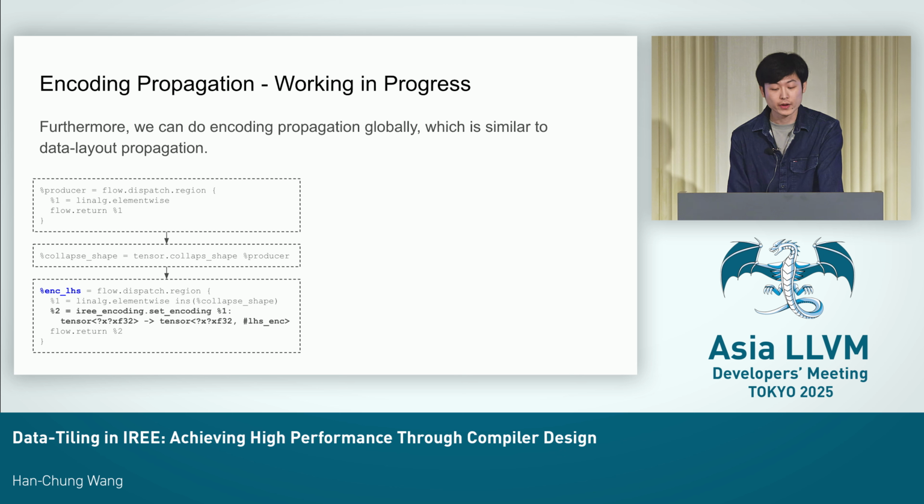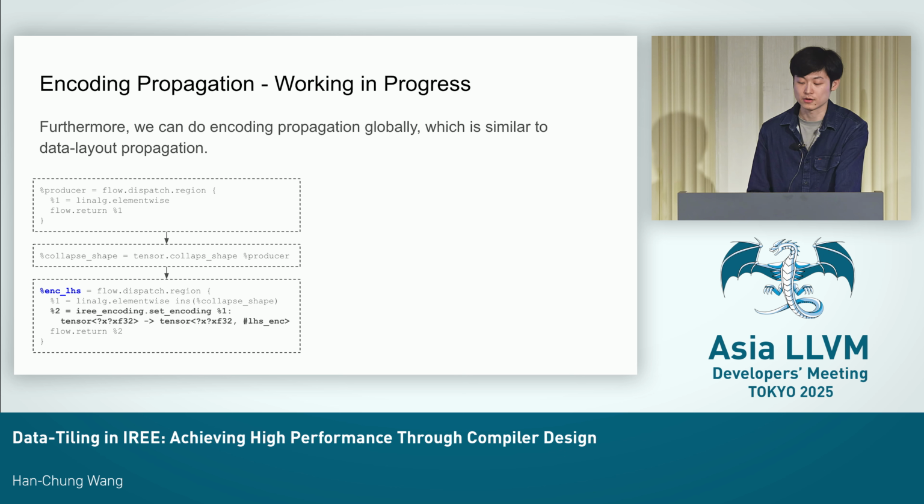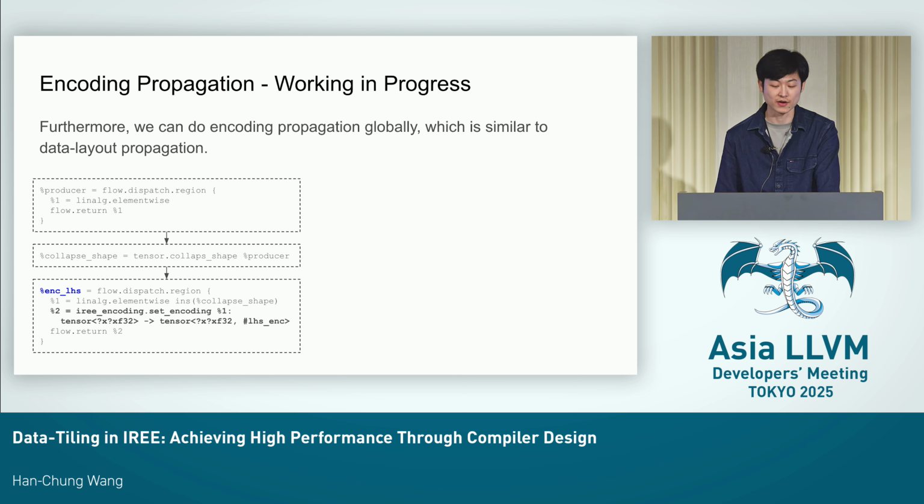And furthermore, we can do encoding propagation globally, which is very similar to data layout propagation. For single device cases, we have experimented with early encoding materialization that enables the data layout propagation globally. However, it does not fit the multi-device story, as there could be different layouts in multi-device, and you're not able to do device analysis at the global optimization phase. Thus, what we're working on is encoding propagation.